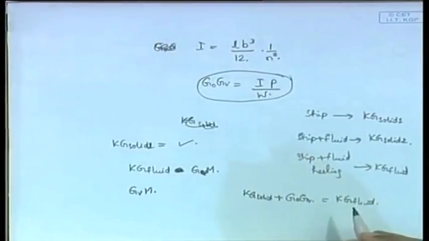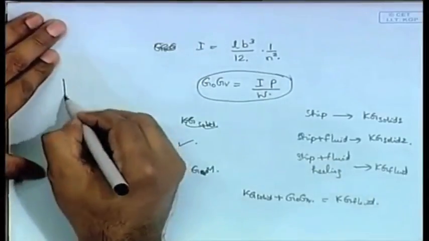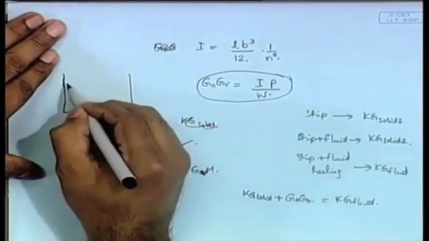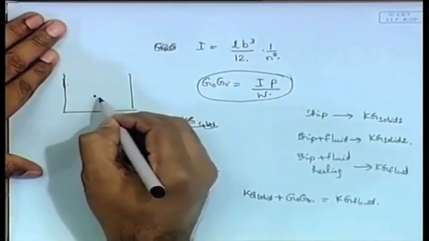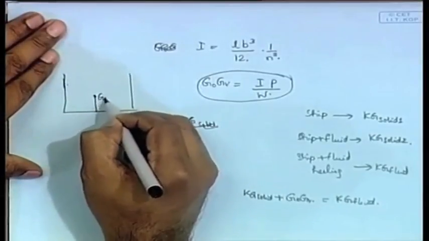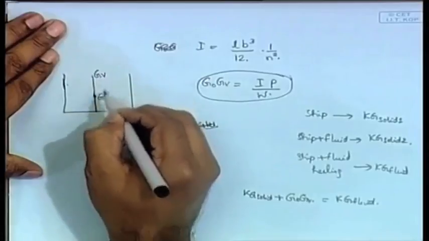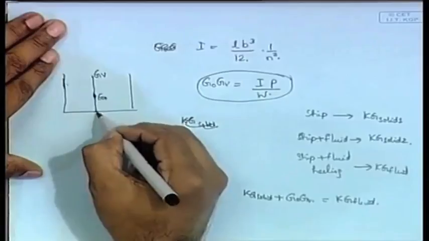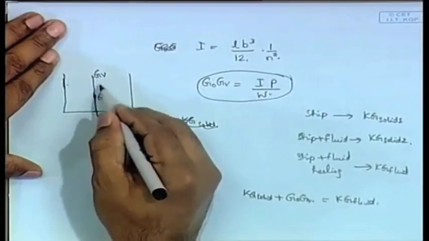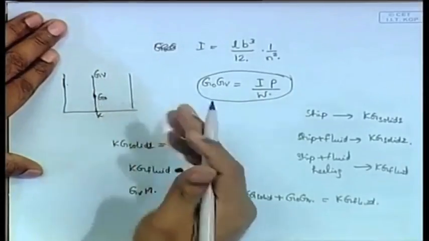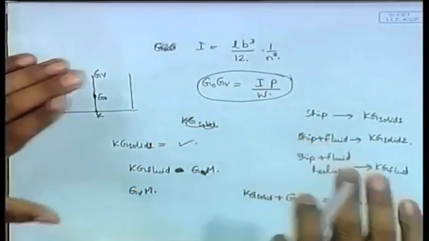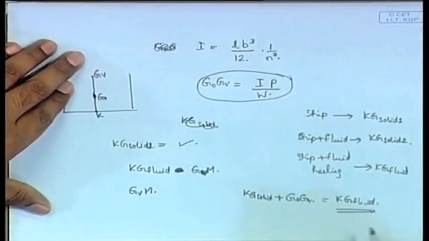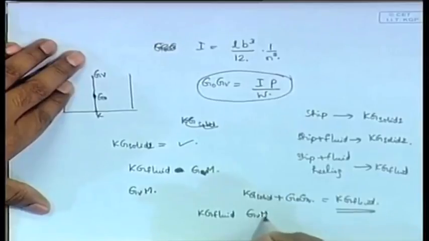It is very obvious. If this is the ship, this is your G0, and this is your GV. So this is K, to KG0, if I add G0GV, you will get KGV, which will give you the new position of the center of gravity of the ship due to the heeling of the fluid. So this will give you KG fluid, and from KG fluid, if the question asks, you can find GVM.